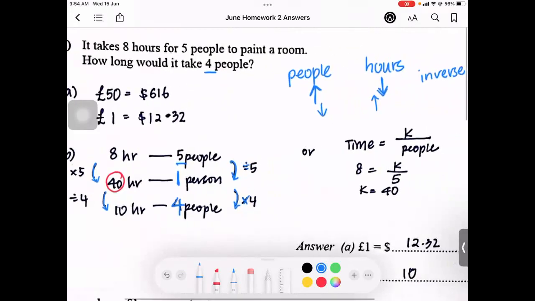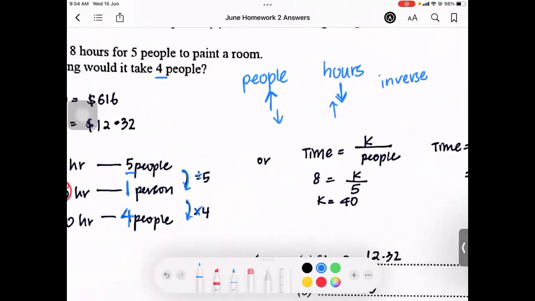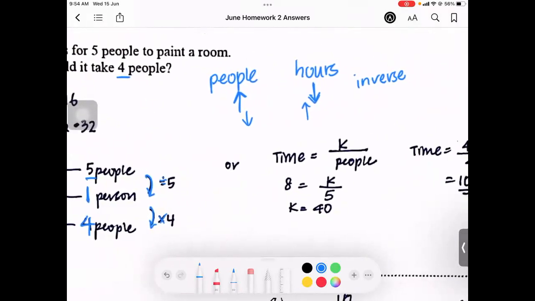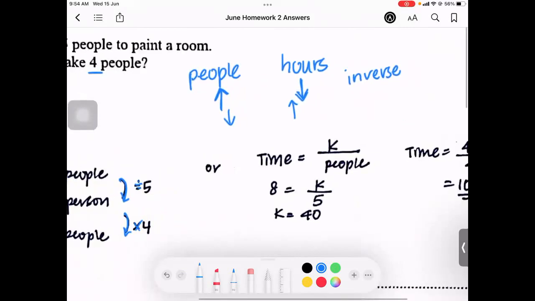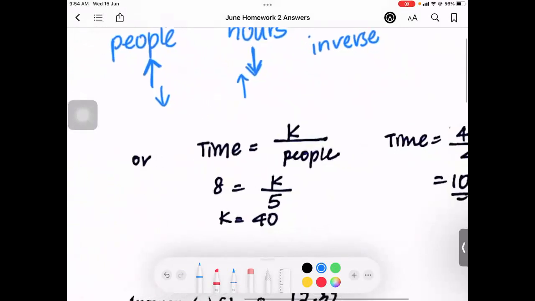Let's look at it in terms of an equation. So now we know that this is inversely proportionate. The time is inversely proportional to people. You can also do it the other way around, not really much of a difference. If you put people over time also can. People equals K over time also can. So inversely proportional means K over.